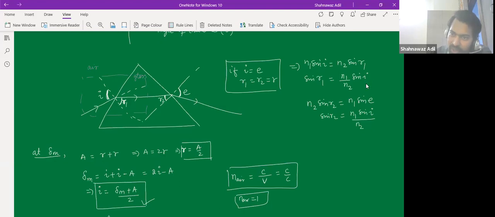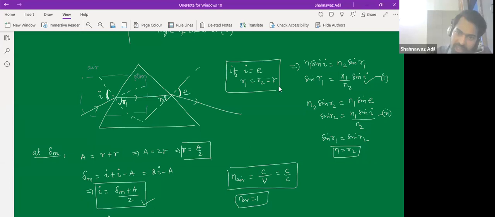So if we compare this one and this one, from here we can see that sine of R1 is equal to sine of R2. So R1 would be equal to R2. We can also see from this triangle that R1 would be equal to R2 if I is equal to E.